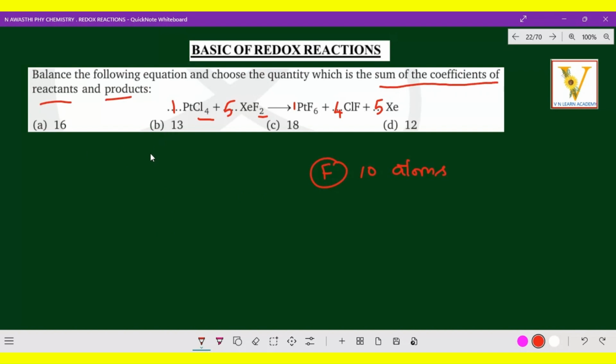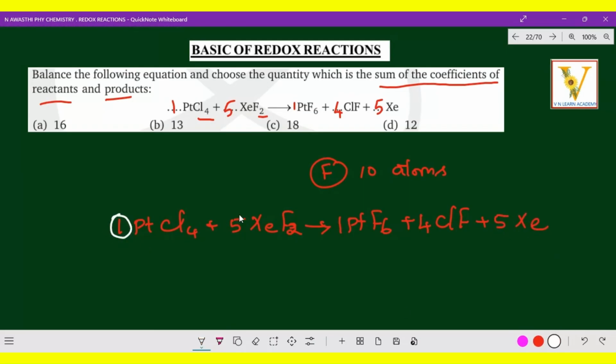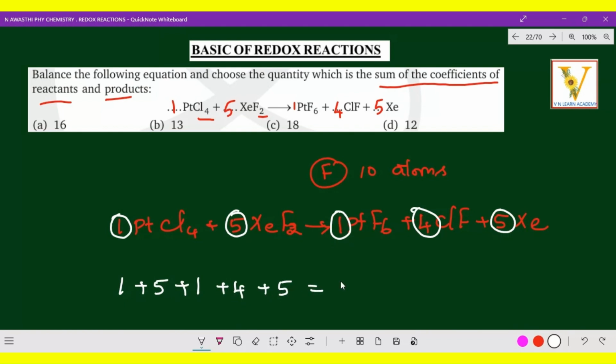Now we have to find the sum of the coefficients of reactants and products overall, the stoichiometric coefficients. So here 1 PtCl4 plus 5 XeF2 gives 1 PtF6 plus 4 ClF plus 5 Xe. Here 1 and 5, there 1, 4 and 5. So 1 plus 5 plus 1 plus 4 plus 5, altogether 16. So the sum of the coefficients of reactants and products of this equation is 16.